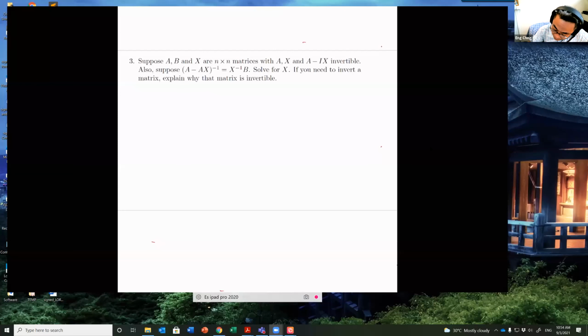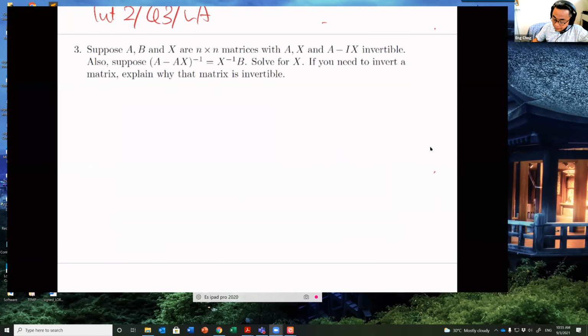Okay, welcome back. So this is tutorial 2, question 3, linear algebra. And here we are given square matrices again. A, B, and X are square. And then A and X are invertible. And this guy, A minus identity times X, is invertible.